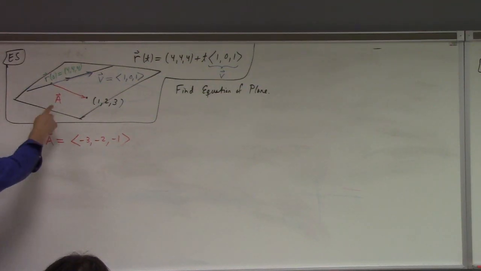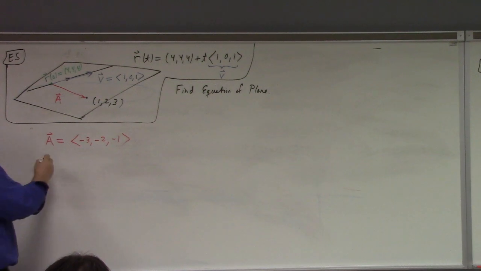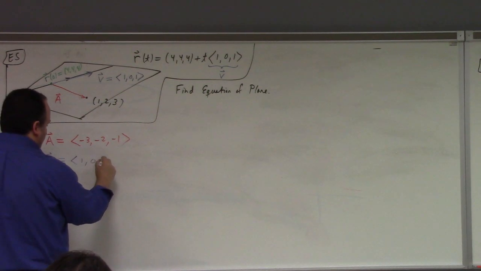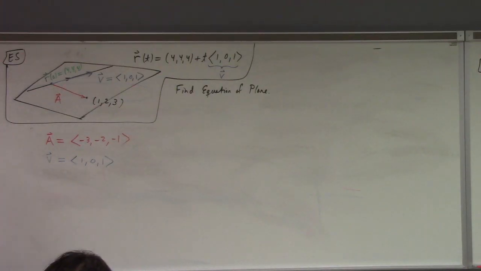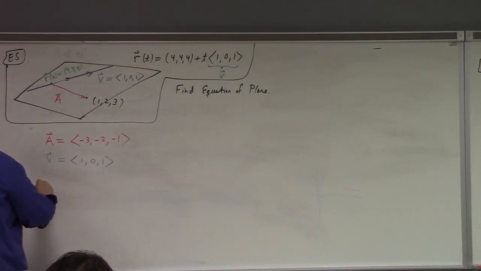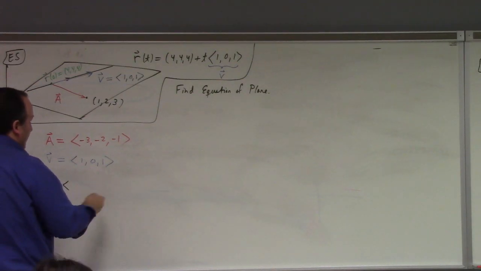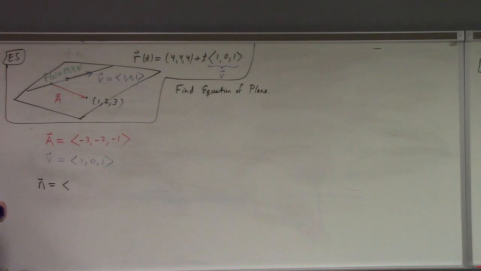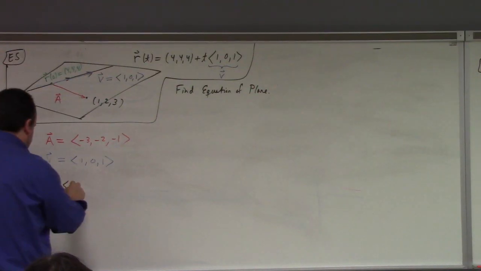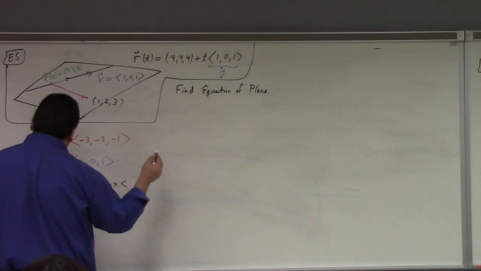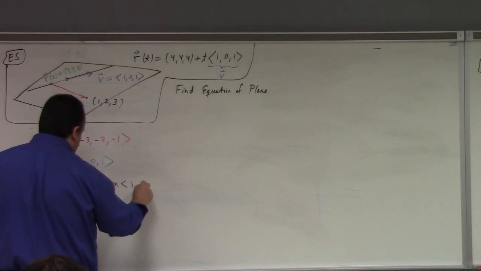So the point is I've got A and I've got V, right? So what's the normal? How do we find the normal? We take the cross product. So the normal is the cross product of either A with V or V with A. It doesn't really matter. Which one do you guys want to put first? A. All right. So minus 3, minus 2, minus 1. Cross product. Listen to me. Cross product with 1, 0, 1.